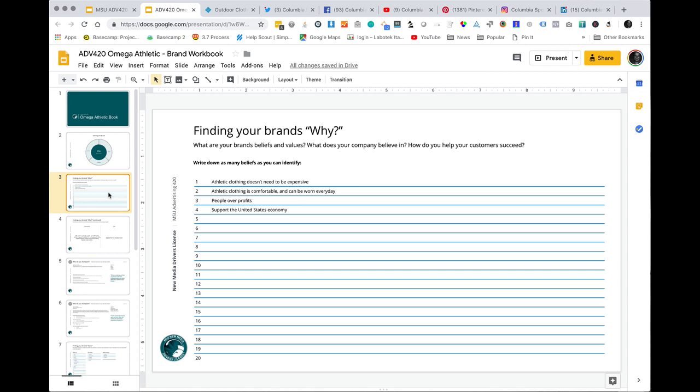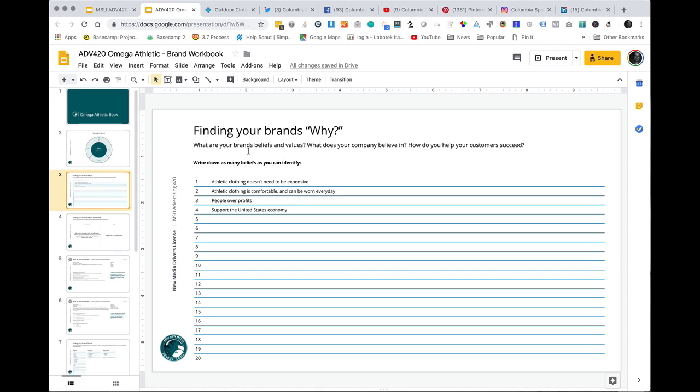What do these brands stand for that you really appreciate? And so in our case with Omega Athletic, we've defined the beliefs of the brand as athletic clothing doesn't need to be expensive. Athletic clothing is comfortable and should be able to be worn for everyday use. We should focus on people over profits, and we should support the United States economy.